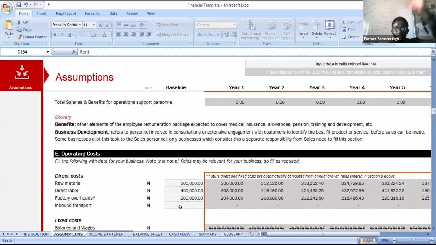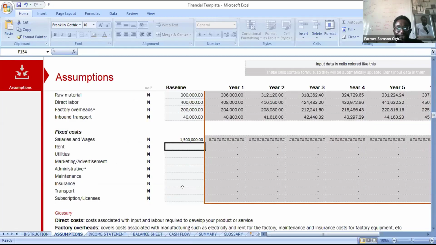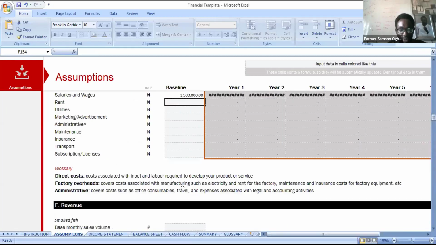Now, because we skipped a whole lot, your salary is supposed to come automatically. Your salary is a fixed cost. Your rents are fixed costs. These are things that don't change annually. So let's assume, I think we put 1.5 M here before. Your utility, your insurance, basically these are fixed because we assume they don't change per annum.